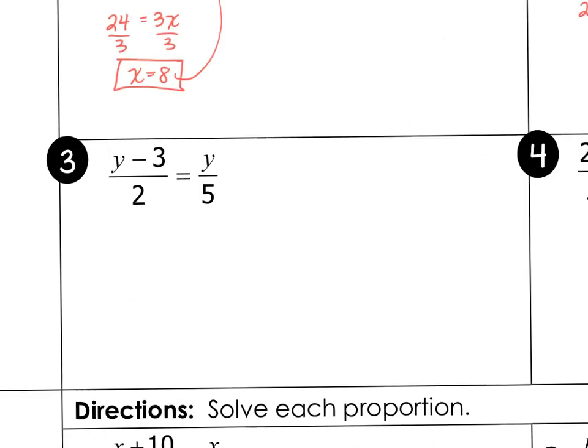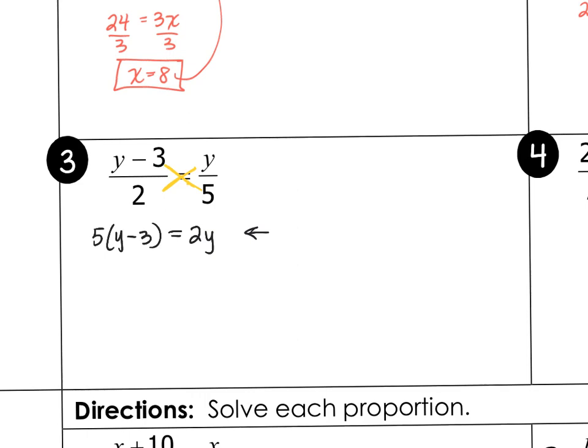Taking it up one more level, we're going to look at number 3 and set up our cross products. 5 is going to multiply with y minus 3. 2 is going to multiply with y. So my equation should be 5 times y minus 3 is equal to 2y. Don't skip writing this step, because it's really important for you and me to visualize every single step you take.